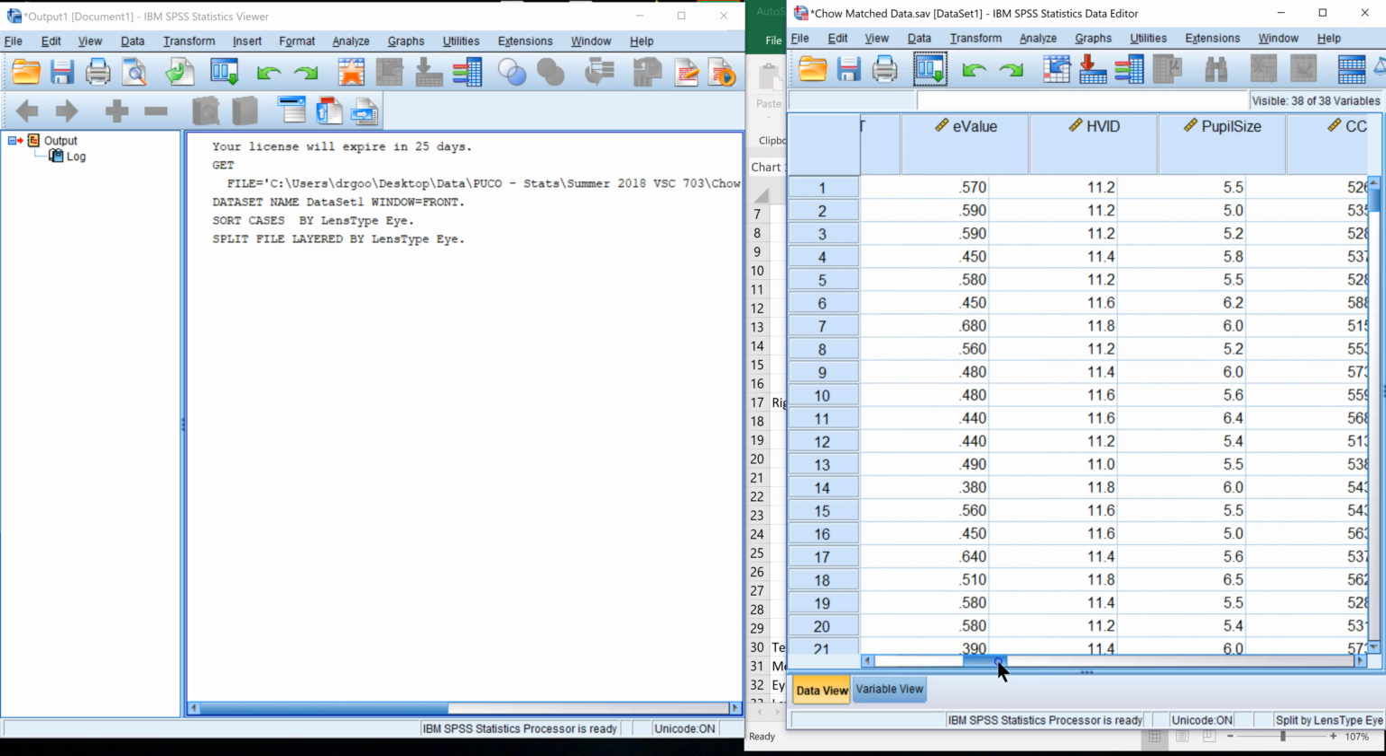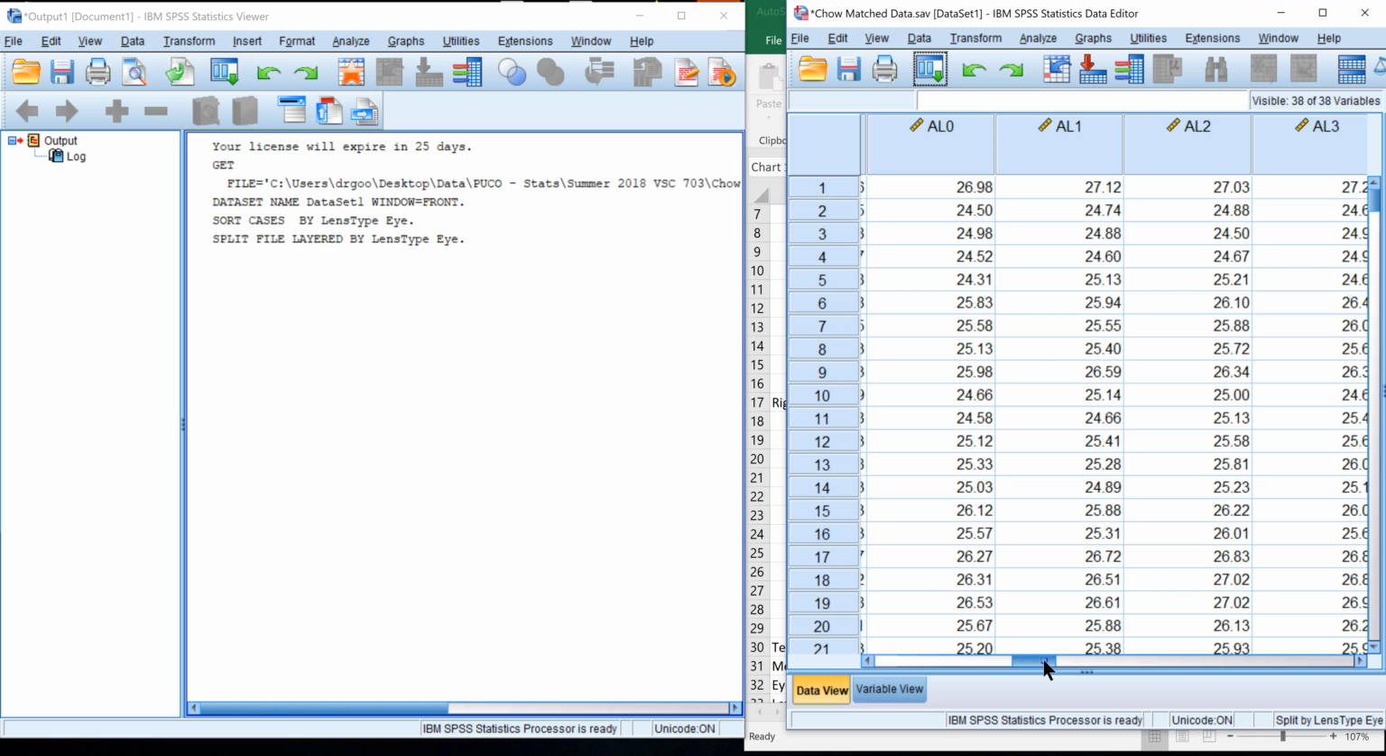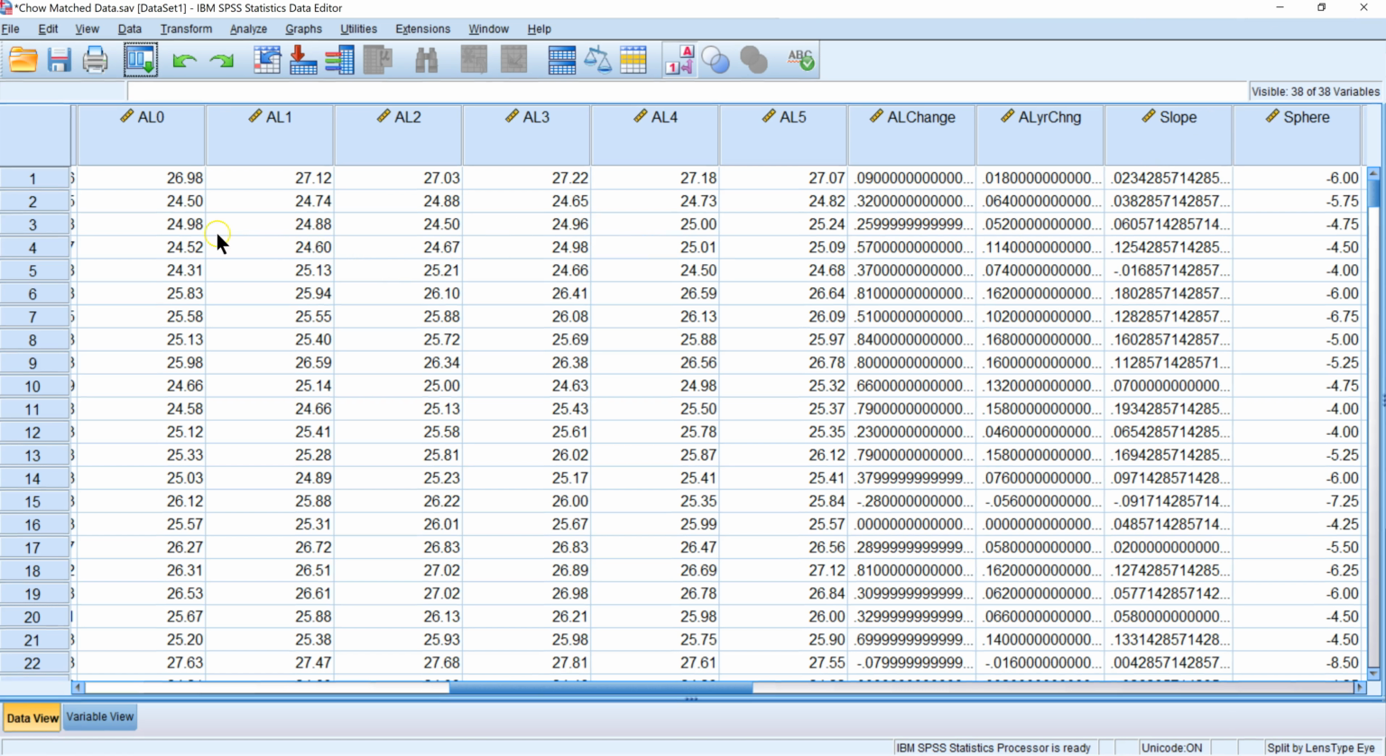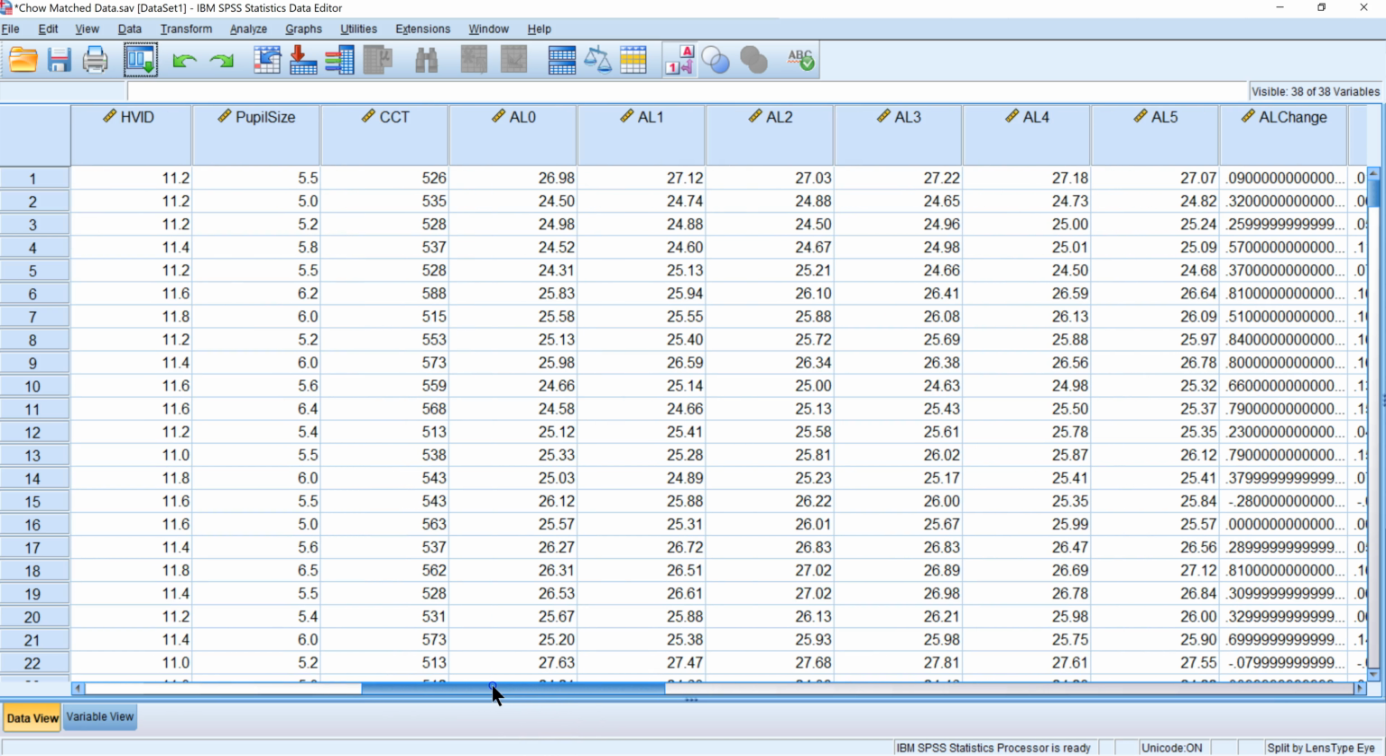If we were going to do a repeated measures with this particular format of SPSS, we would have AL 1 through 5 for the left eye and AL 1 through 5 for the right eye. We'd have 12 columns across to represent those two. Because I is vertical, we have to split the file. We can't do it.